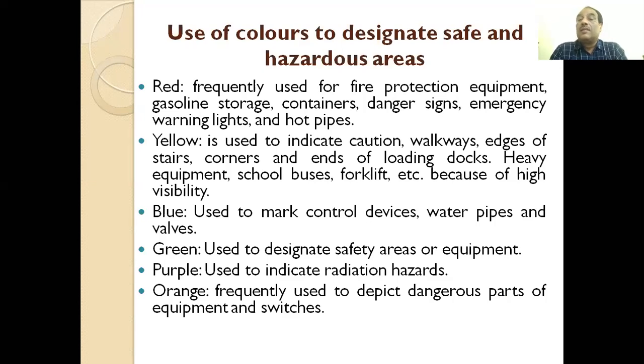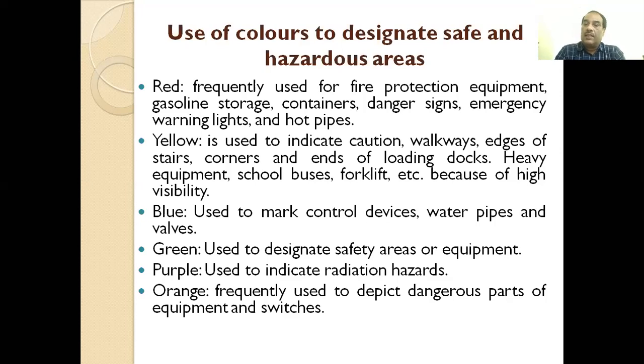These are colored yellow because it is a high visibility color. It can be seen from a far distance. And thus it helps in avoiding accidents and dangers. Then blue. Blue color is used to mark control devices, water pipes and walls. So often water pipes and control devices are painted blue. When you see a pipe, when you see a wall, you will find that it is in blue color.